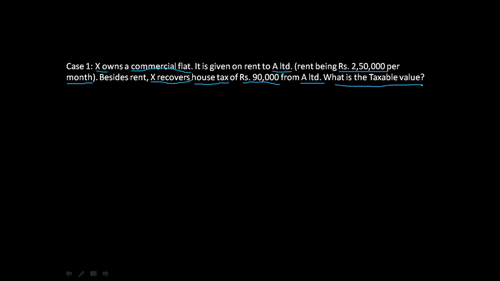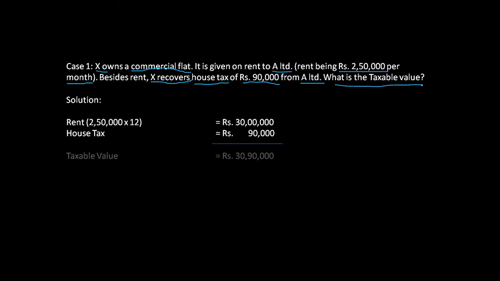Now, how to solve this? Solution. What is the rent? Rent is 2,50,000 per month. That has to be multiplied by 12 because in a year there are 12 months. So what is the total amount? 30 lakh. Now, house tax, how much was collected? 90,000. So the total taxable value for the year is 30 lakh 90,000. Now, this is the taxable value.